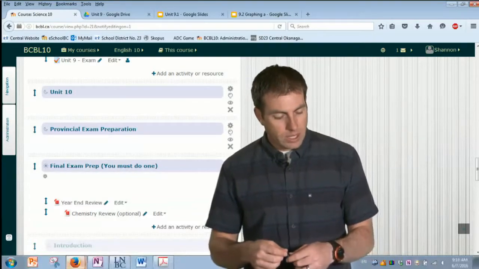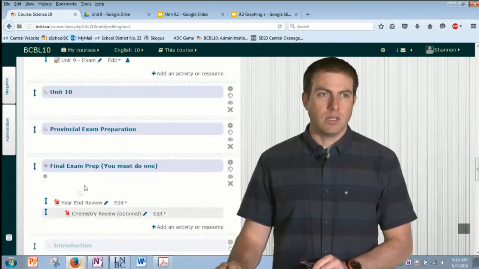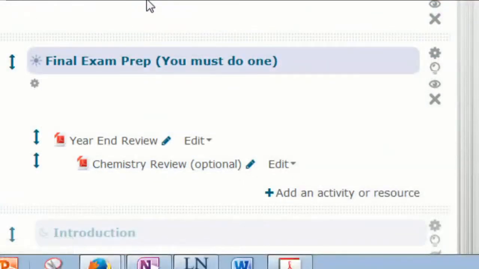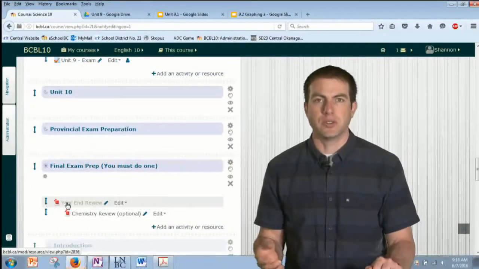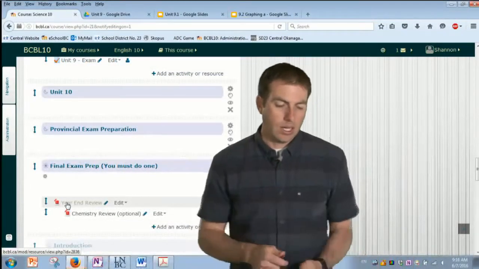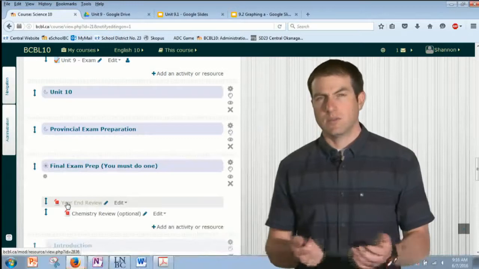So what I've done is I have a document. There are sort of two sections here that say provincial exam prep, but right here where it says final exam prep, you must do one. I've uploaded this year-end review, so it's just a PDF document. It goes through all of the sections in the course, asks some questions, has pictures and diagrams, and just covers everything. So it's fairly long.